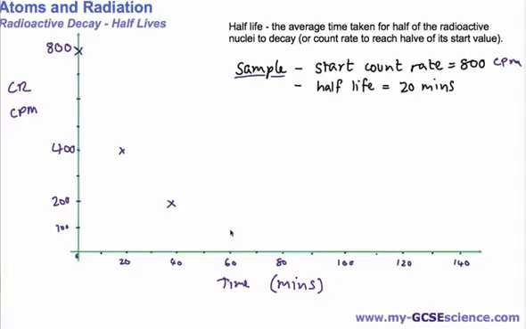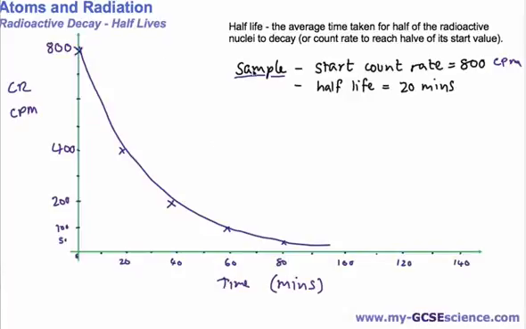So that's roughly there, and then we could carry on down to 50, say, and that's around about there. And we can join these points up. That's not done perfectly, but I think you get the idea. We can join these points up, and here we have drawn our radioactive decay curve for this sample that we were talking about in the question.